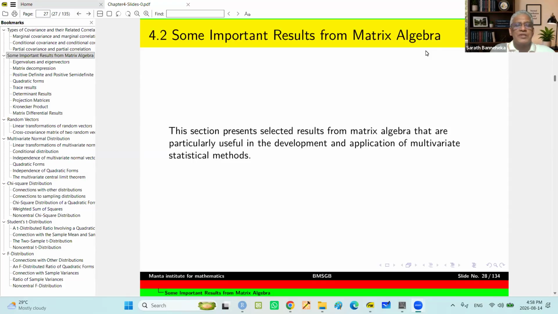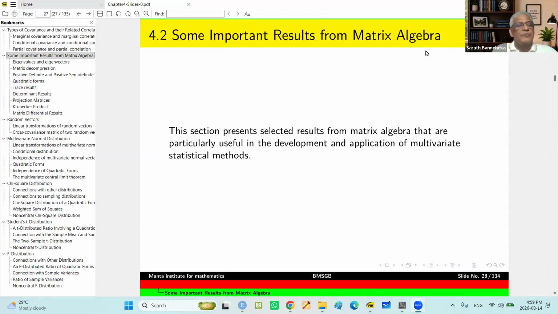This section presents some selected results from matrix algebra that are particularly useful in the development and application of multivariate statistical methods.